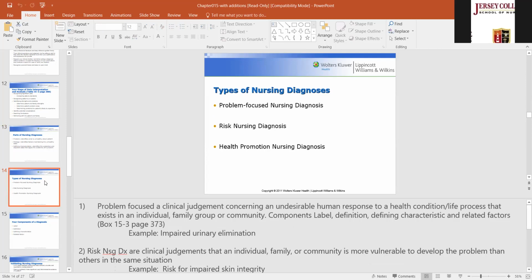All right, problem-focused clinical judgments. This is about an undesirable human response to a health condition or life process that exists in an individual, family, group, or community. The components are label, defining characteristics, and related factors. So an example would be impaired urinary elimination. Risk for nursing diagnoses are clinical judgments that the person is at risk for developing, and probably more at risk than other people. So like risk for impaired skin integrity.